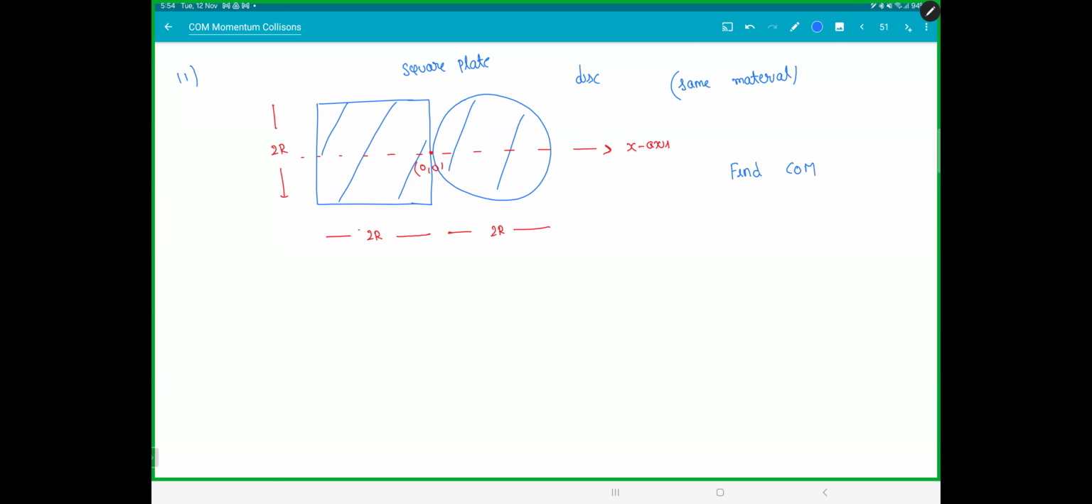What is the logic? Left side, why? If you look at the square plate and the disk, who has more area? The square plate has more mass, right? So definitely center of mass should shift to that side. That much we know. How do we calculate? Pi minus 4 by pi plus 4. We have one answer. Others, try. I'll give another 30, 40 seconds.